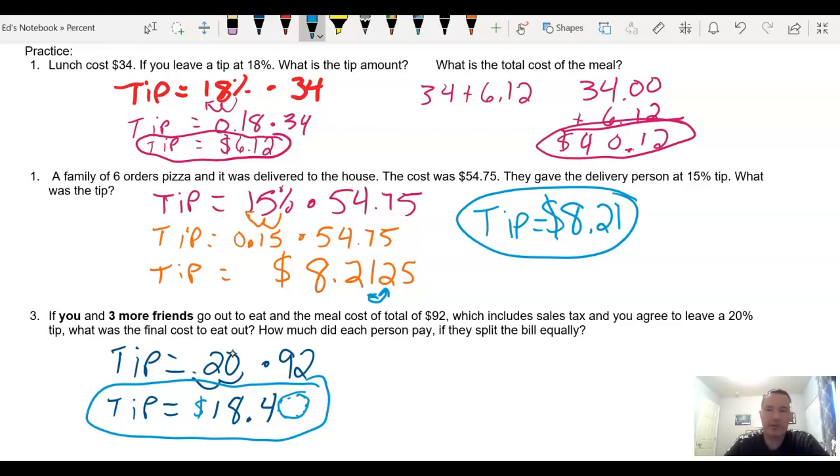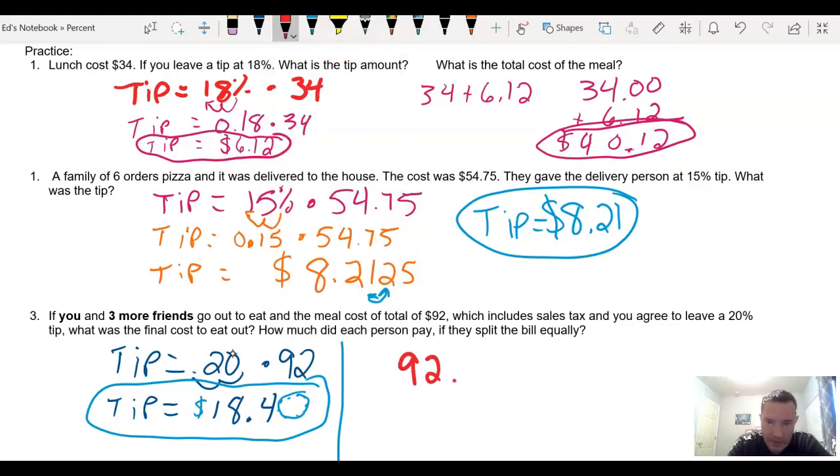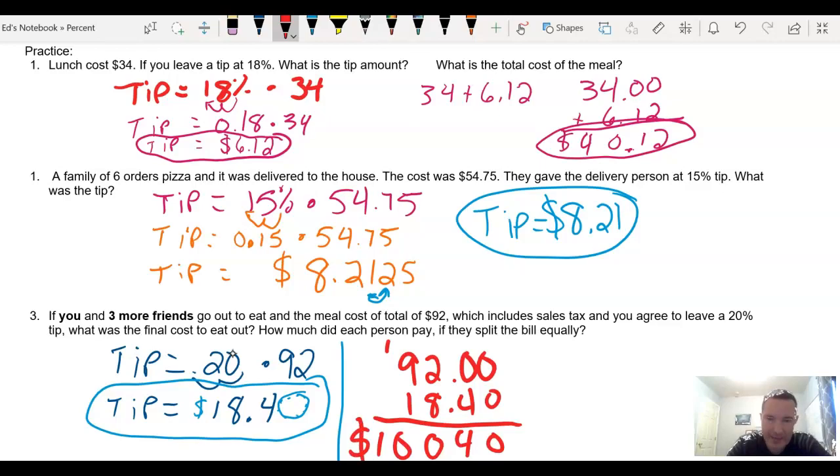Now, it said if you split the bill evenly, how much would each person pay? Well, first we have to figure out how much it totally costs. So first we found the tip. Now we're going to find the total cost. So we do 92, and I'm going to add my 2 zeros, plus my tip of 18.40. And we don't want to make it so things cost $10,000. It's 100. Oh, let me fix that. It's supposed to be 110. $110.40. That's the total.